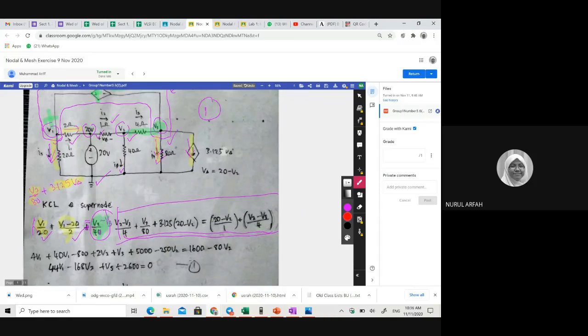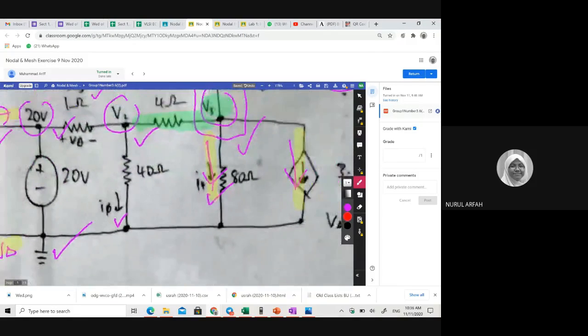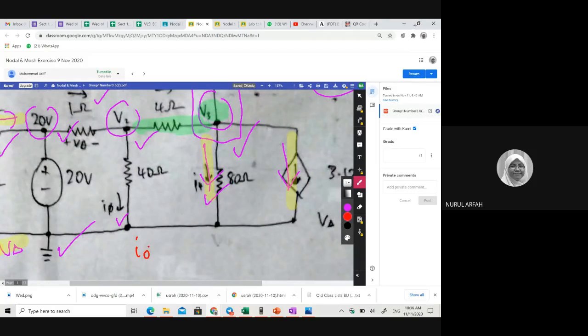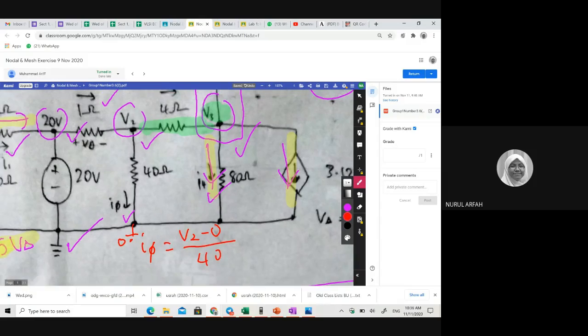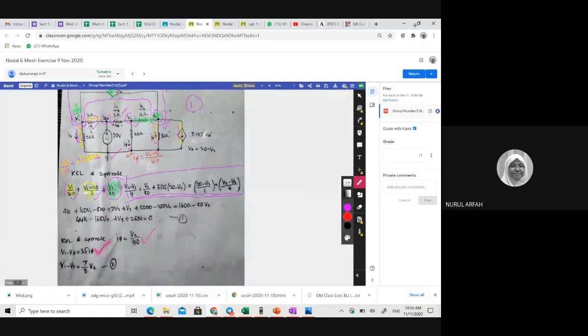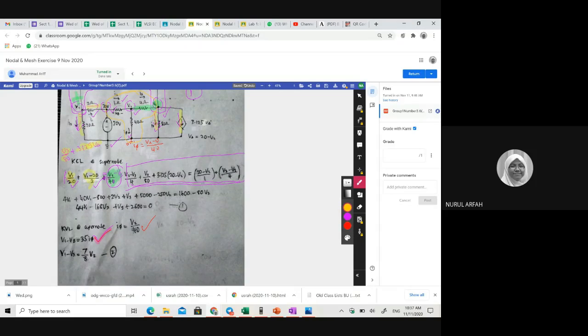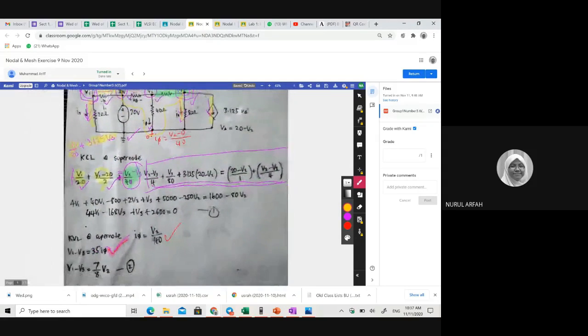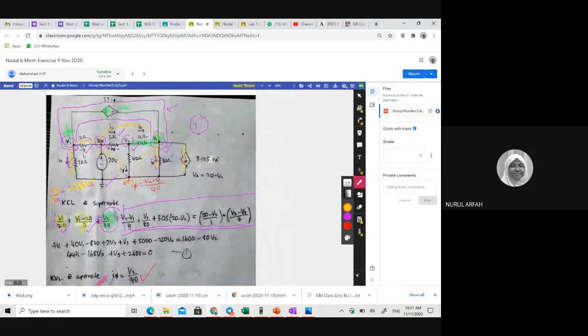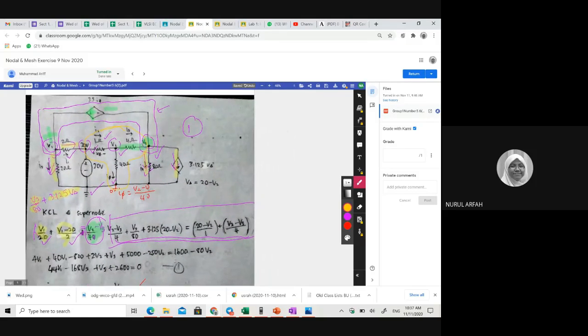Okay, what is I5? I5 is at the middle here. So I5 should be equal to V2 minus 0, because this is the reference point 0, divided by 40. So this is correct. And then the other part is that you need to take out the middle part here, this area, which is at V2. So where's your V2 equation? No equation. But you can refer to your previous work.